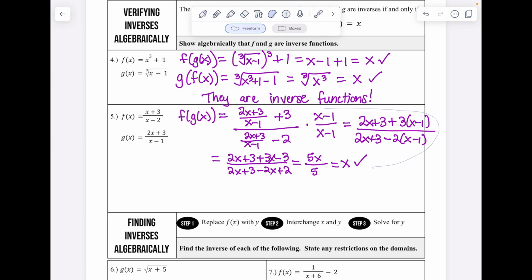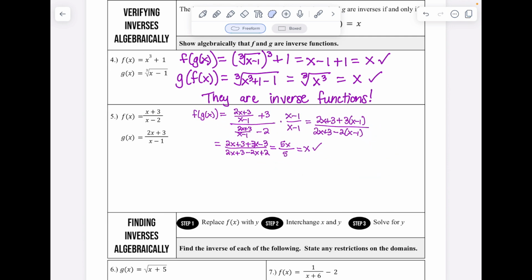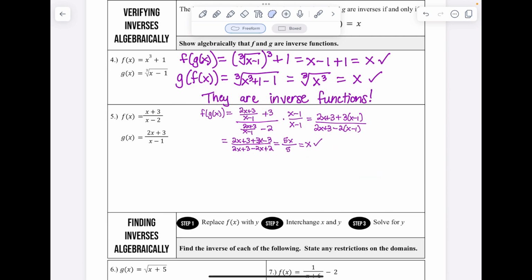All right, so it worked that direction. So now I've got to check the other direction. I'm just going to shrink this down a little bit so I've got enough room here to do it all over again, only this time g of f of x.